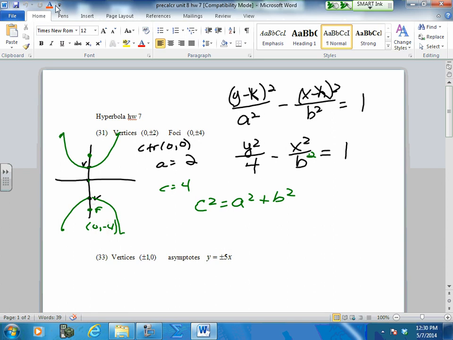Okay? So now, plug in your 4 squared, and A squared is 2 squared plus B squared. So we're going to get 16 minus 4 equals B squared, so 12 is equal to B squared. And do I really care what B is? Nope, I just need B squared. So I'm going to take that out of there and put a 12 in there. So I get y squared over 4 minus x squared over 12 equals 1.